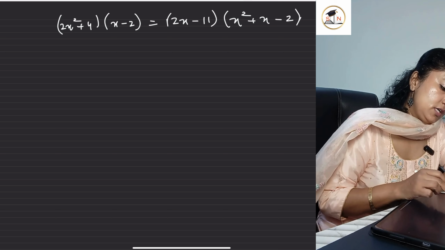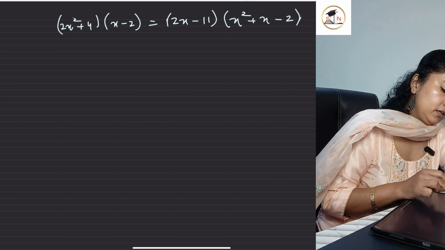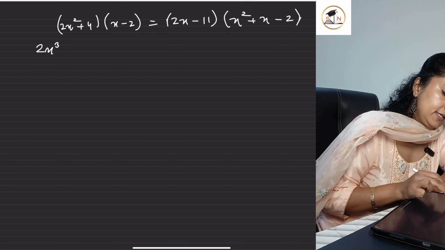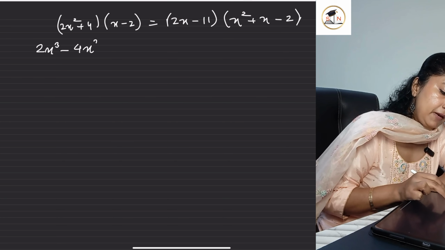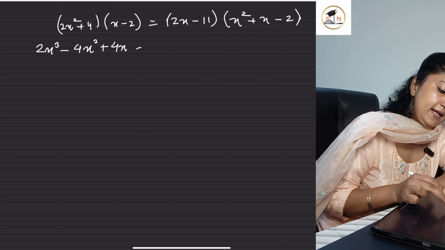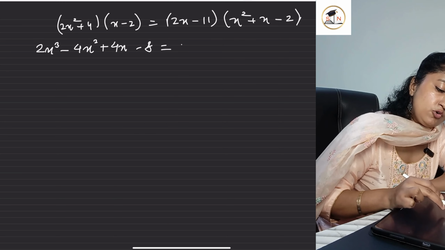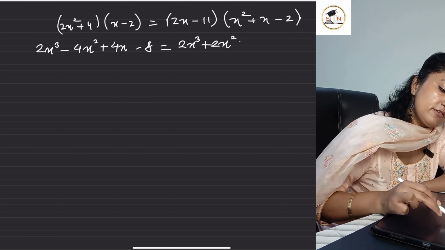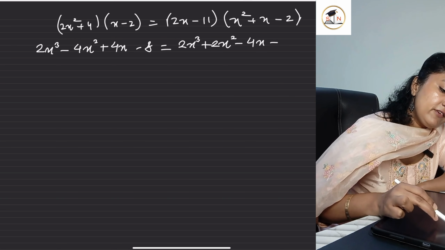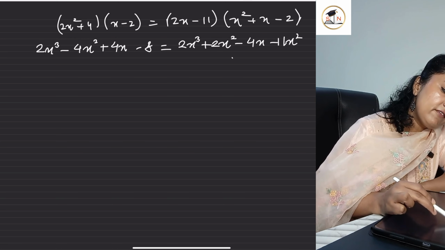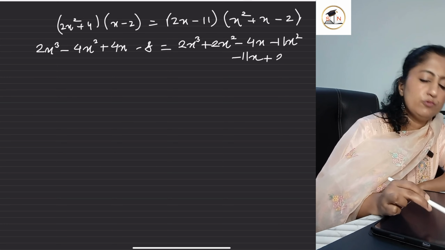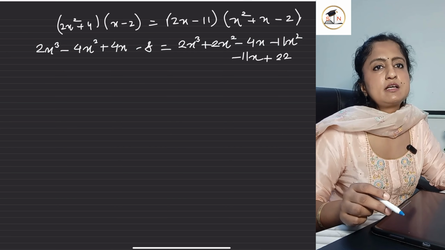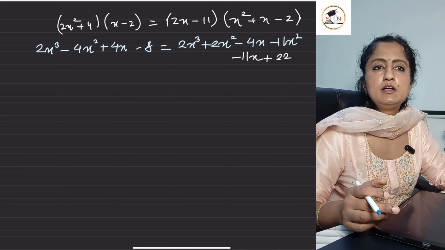Okay. Expansion. So, we will expand term by term now carefully. We have 2x cube minus 4x square plus 4x minus 8 equals 2x cube plus 2x square minus 4x minus 11x square minus 11x plus 22. This is a very crucial step because generally many students commit mistakes while expanding so many terms together.